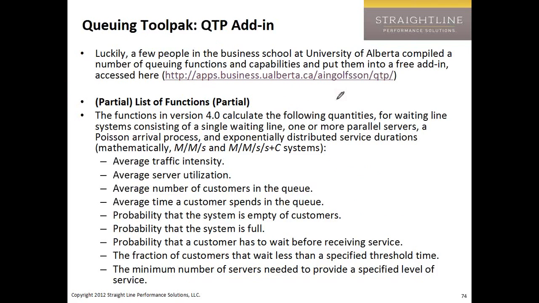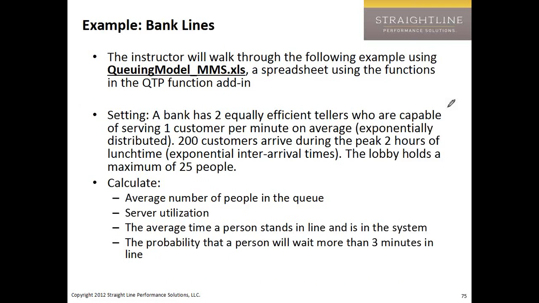Okay, so to do this, we use something called QTP, Queuing Tool Pack add-in, and I'll just show you how to do it. Here it is in the notes, where to find it. It is from the University of Alberta Business School. Check this out; it's been pretty stable, so you might want to use it. It's got a lot of nice functions in there. Okay, let's do an example of bank lines, and I'll show you how to use the queuing tool pack.